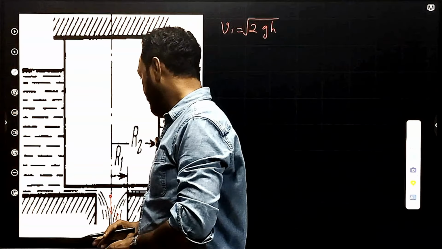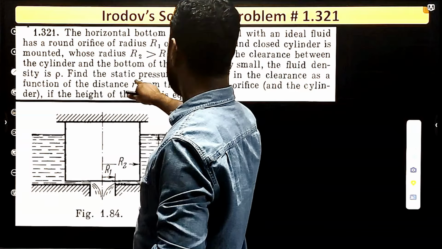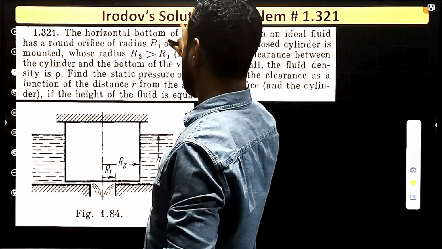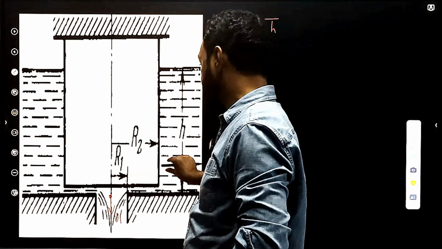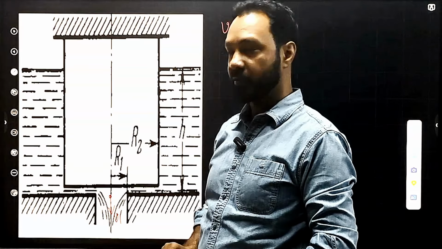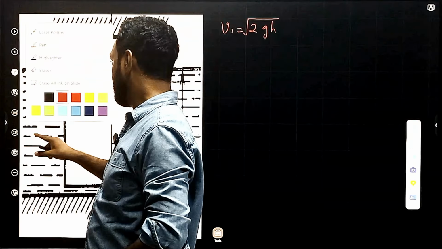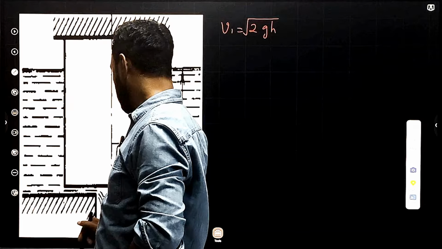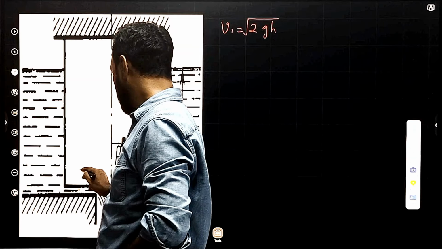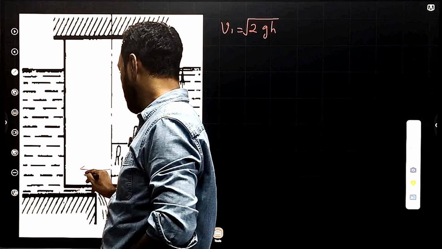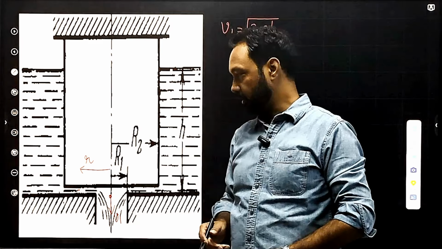In the question, we have to find the pressure inside this clearance. Find the static pressure in the clearance as a function of distance r from the axis. So this is the clearance. In this clearance, we have to find pressure as a function of distance from the axis. So suppose we take a general distance. Suppose we have to find pressure here, and this point is at a distance small r. Here we have to find pressure as a function of small r.